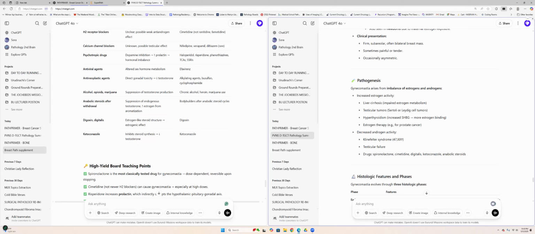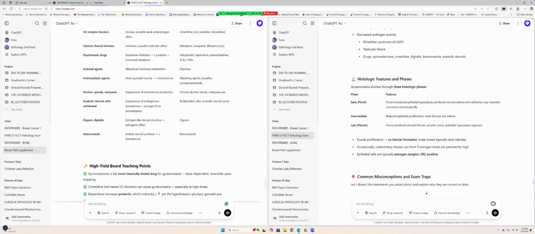Hyperthyroidism, because that will increase sex hormone binding globulin, which increases more estrogen binding. Estrogen therapy for prostate cancer. Decreased androgen activity, like Klinefelter syndrome, testicular failure, drugs like spironolactone, cimetidine, digitalis, ketoconazole, and anabolic steroids.